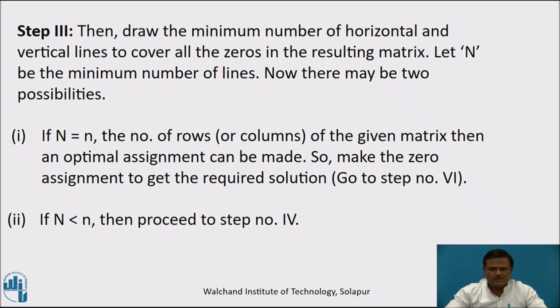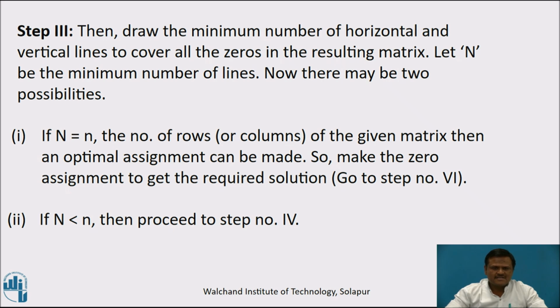Now there can be two possibilities. The first possibility is, if the minimum number of lines is equal to the number of rows or columns in the cost matrix given to us, then we can certainly see that an optimal assignment can be made. So we need to proceed to make zero assignments to get the required solution. That means we need to go to step number 6.